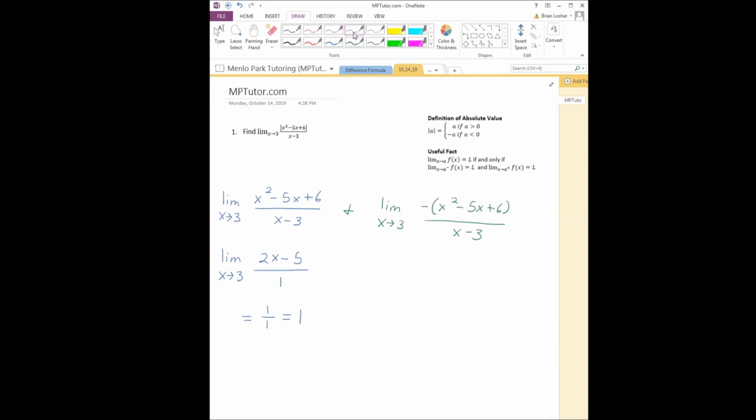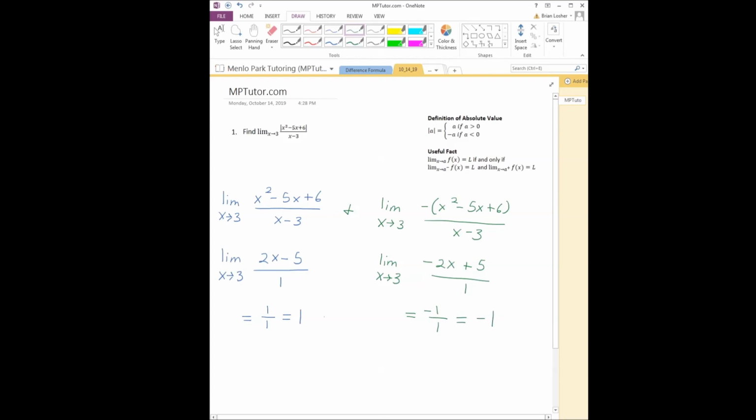What about this right-hand limit? We have the same 0 over 0 case. So taking the derivative of the numerator first, we get negative 2x plus 5 over 1. We can plug 3 into this now, get negative 2 times 3, which is negative 6, plus 5, that gives us negative 1 over 1, which is negative 1.